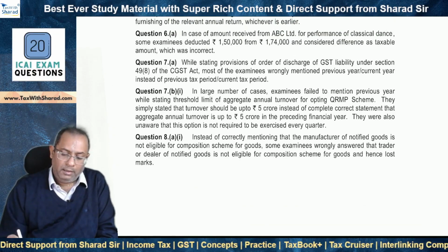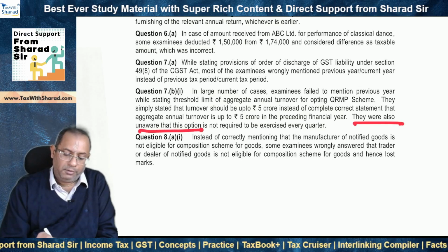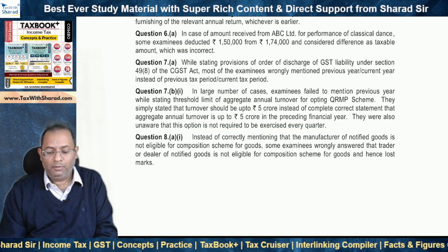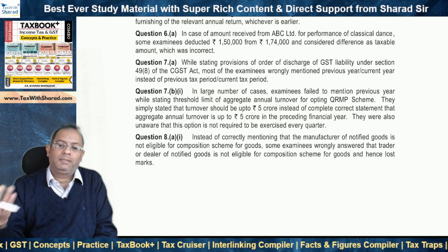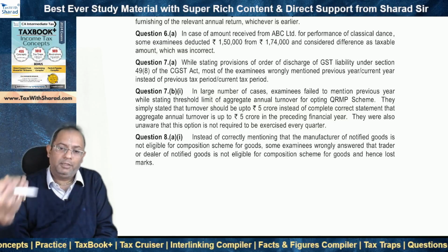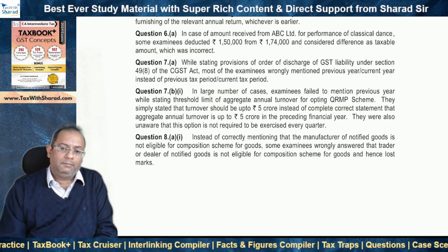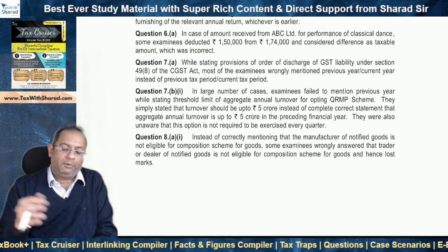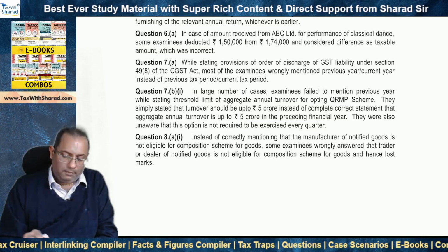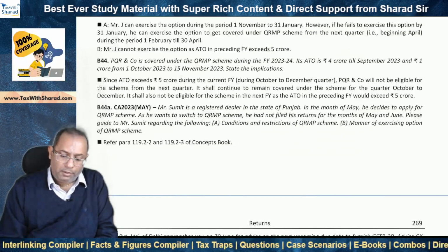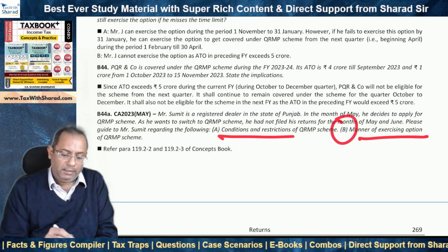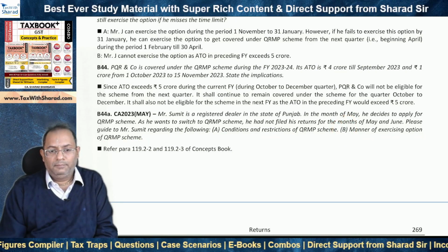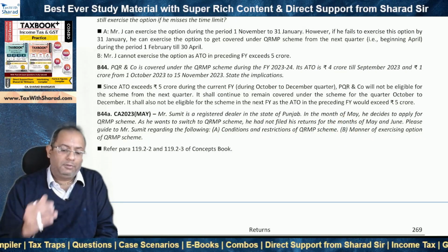So what is the comment? They were also unaware that this option is not required to be exercised every quarter. So probably some of them mentioned that this needs to be exercised every quarter, or some of them did not mention this point at all. So when we are asked in the question about the provisions, about the conditions and restrictions, and then B, specifically the manner of exercising option of QRMP scheme, we need to clearly mention the provisions of law.